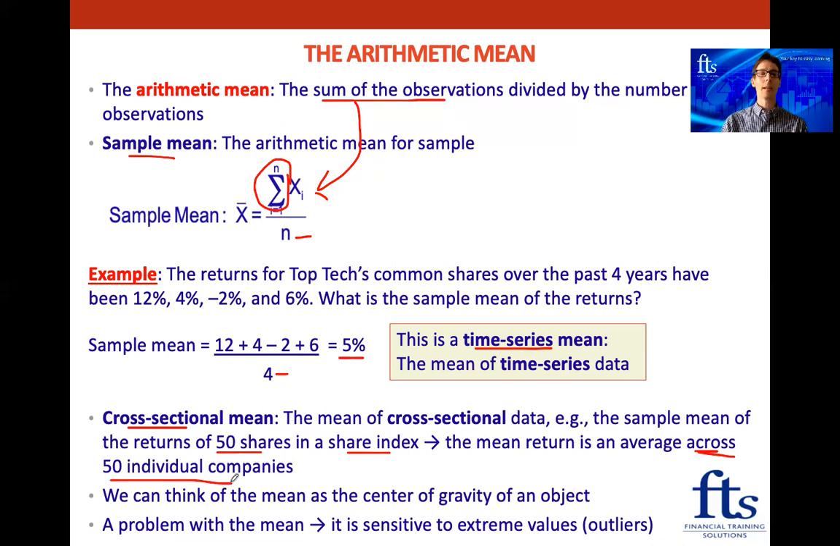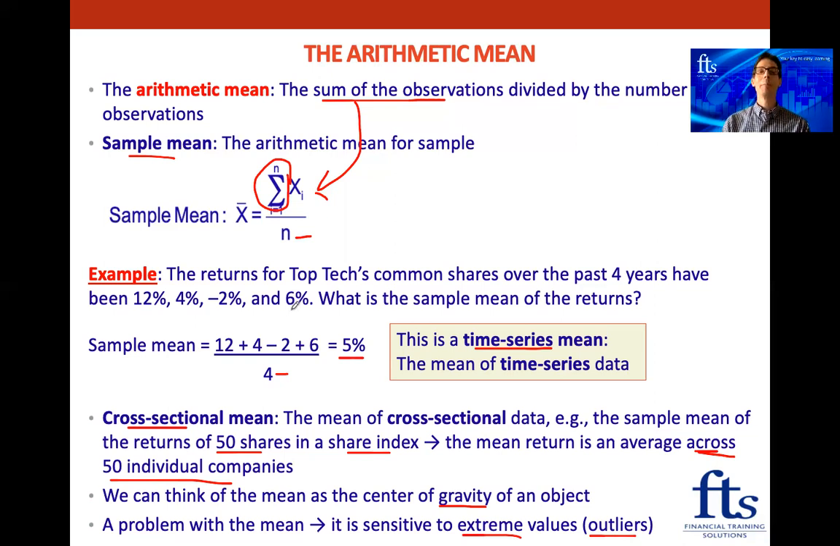Right. We can also think of the mean as the center of gravity of an object, because some values are going to be below the mean and some values are going to be above the mean. There is, though, a problem with the mean, because it's sensitive to extreme values, or what we call outliers. So for example, let's say in this year over here, the return wasn't 6%, but it was 100%.